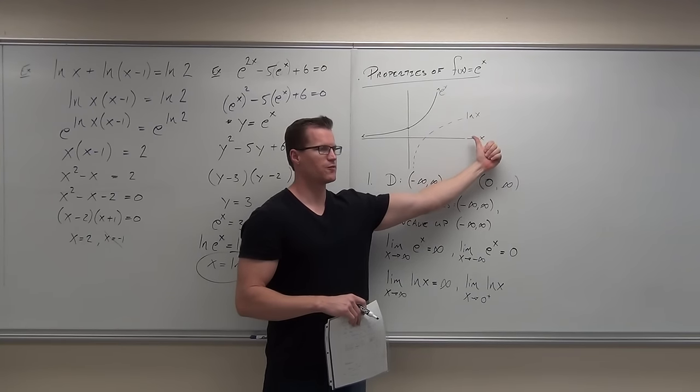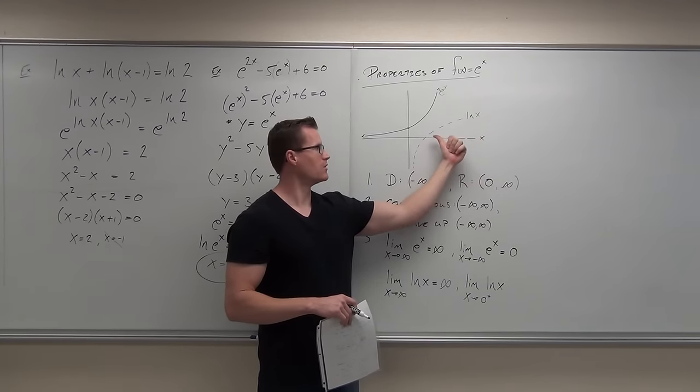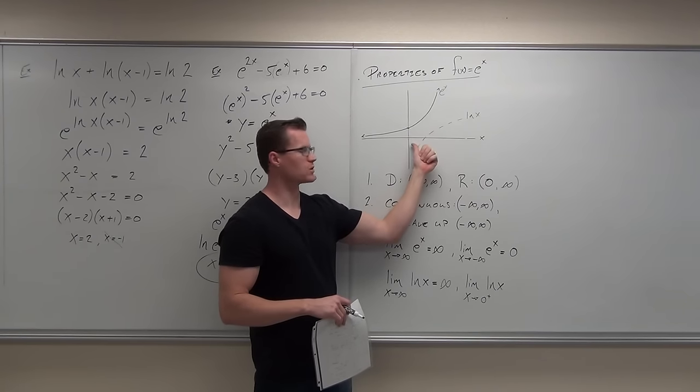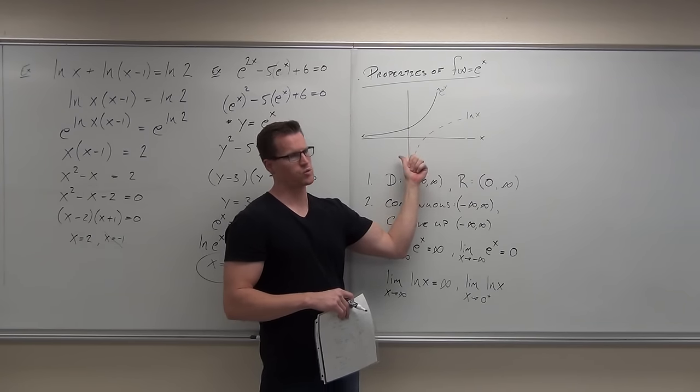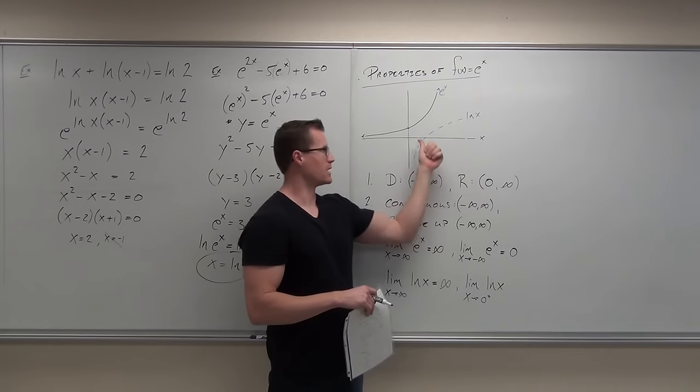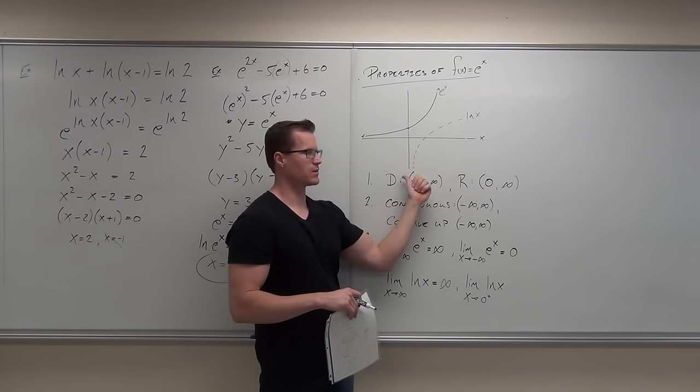So what's happening to my function ln x as I'm getting closer and closer and closer to zero? What's the value of my function approaching? Negative infinity. It's not zero. It's going down, down, down, down, down. Negative infinity.